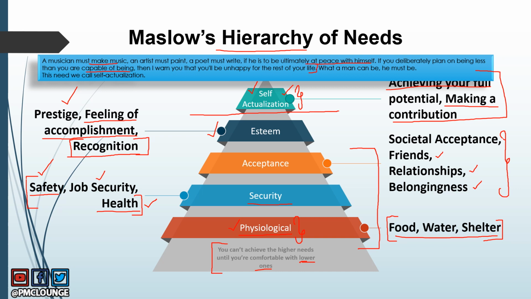This is what Abraham Maslow had said, which means every person should try and achieve the self actualization goal. They should try to reach the stage of self actualization, right? What a man can be, he must be. This need we call self actualization. Like I said, the best version of yourself, whatever that you can be, you should be, and that's how you achieve self actualization.